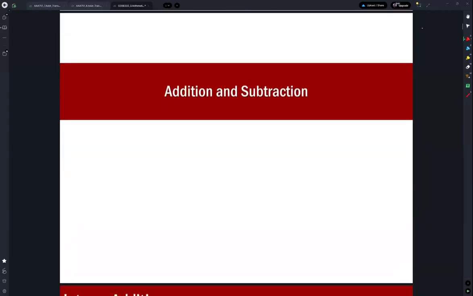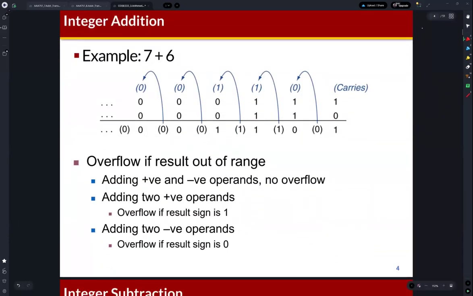So let's learn about some basic integer arithmetic units. Firstly, we can start from addition and subtraction. How can you add two numbers? In decimal numbers, we can just add two numbers. But the computer system handles binary numbers. Like the decimal numbers, we can just perform the addition for each digit. So this is the example.